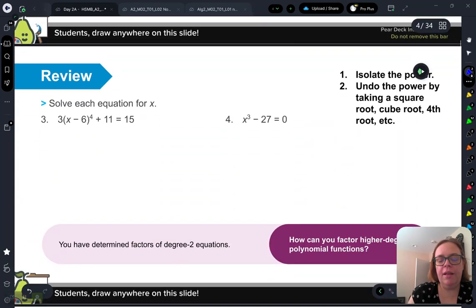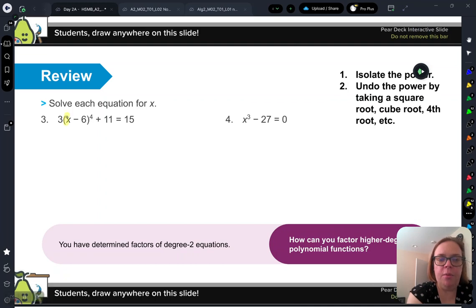Okay, let's take a look at the last two. Again, isolate the power, undo what's happening, undo the root, and then get x alone. So I'm going to isolate my power. Just like in the last one, my power includes everything in the parentheses here. So this is my power. I need to get rid of the times 3 and the adding 11, but we need to do it in the correct order.